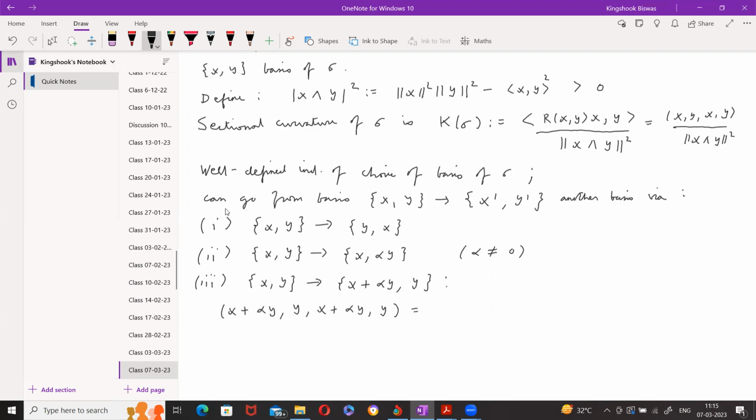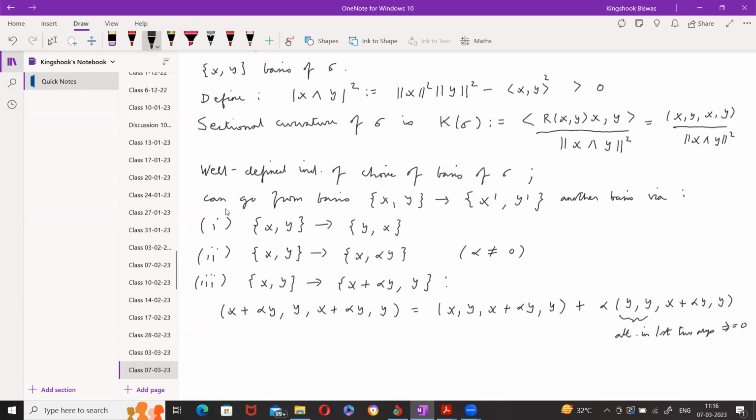I'll get terms R(x, y) of x plus alpha y, plus alpha R(y, y) of x plus alpha y. And now here in the second term, I have two y's, and so this becomes 0, right? Because it's alternating in the first two arguments.